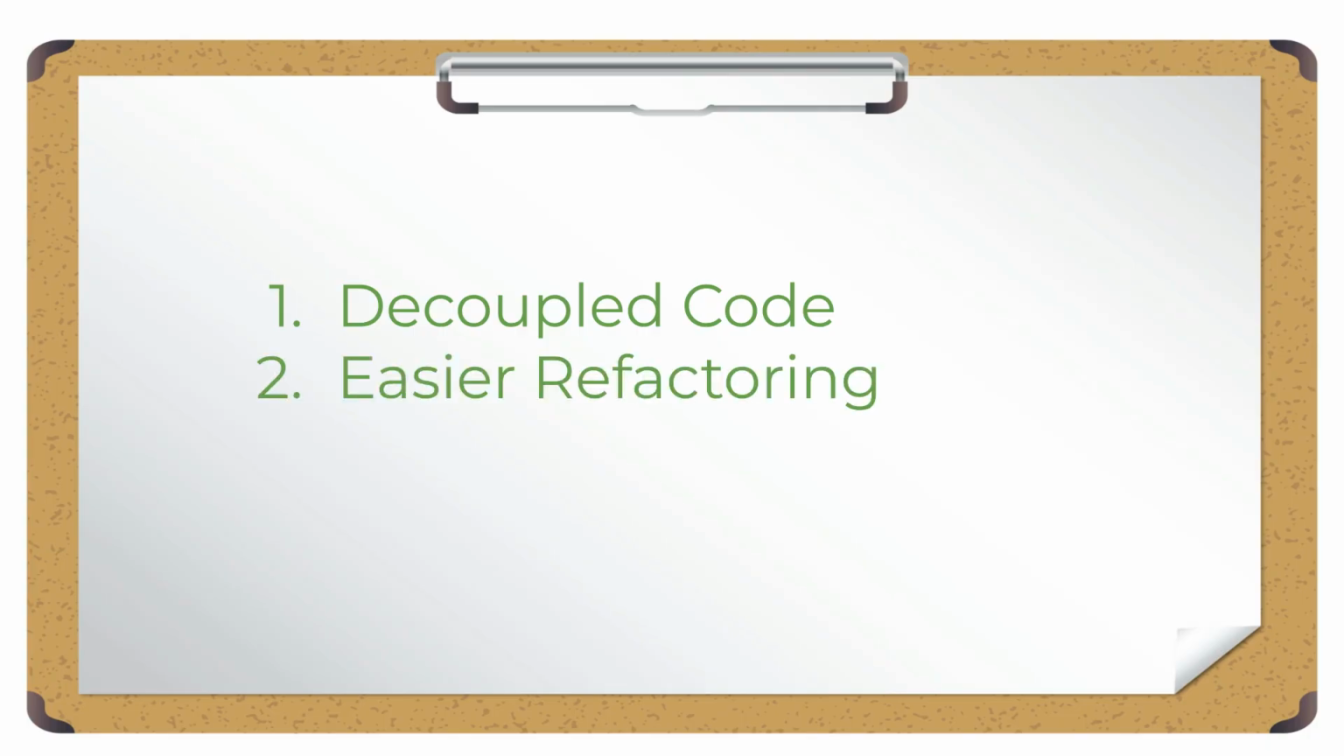By applying ISP, you achieve three things. First, you decouple your system. Changes in faxing logic won't break your printers. Second, your code becomes easier to refactor and test. And third, your code tells the truth. A class only implements what it can actually do. Fat interfaces lead to fragile code. Keep them small, keep them focused, and respect the client's needs.